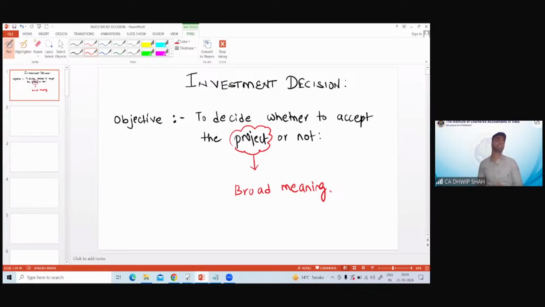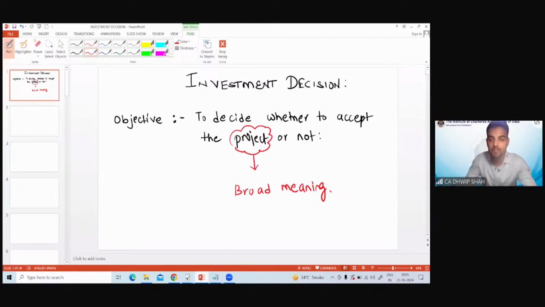I can say project would mean like launching a new product. If a company or if any corporate wishes to launch a new product, so that is also a project. So whether to launch a new product or not, that is investment decision. Achha, I want to start a new business. I'm into manufacturing business, but I want to expand my production. So again, that is also a project. So whether to start a new production or not, whether to expand or not, that is also an investment decision. Are you getting this? Project has a very broad meaning.